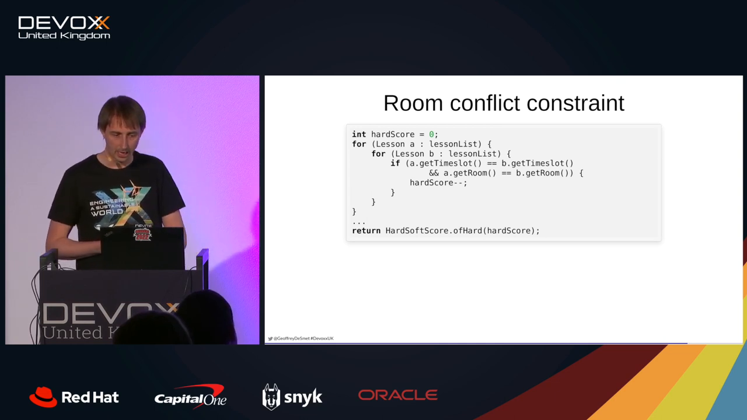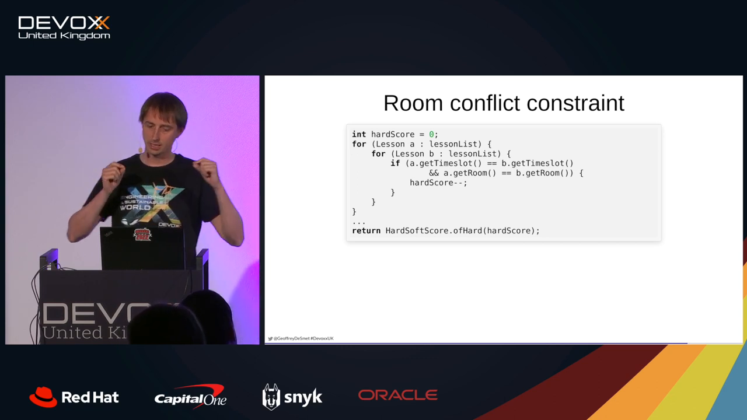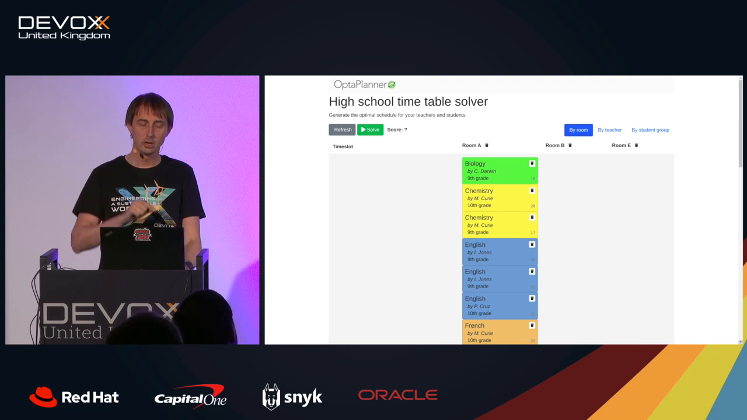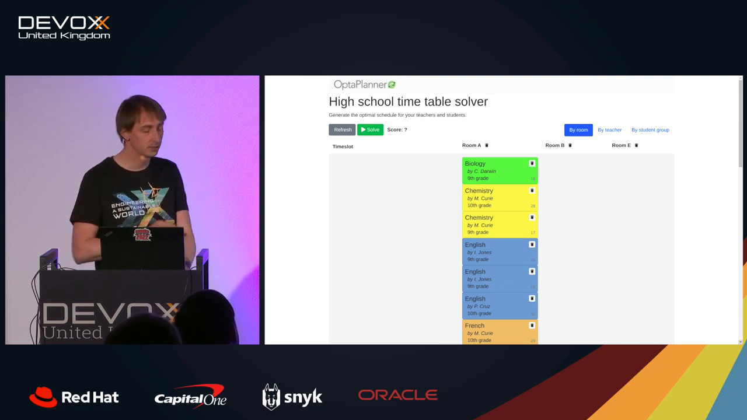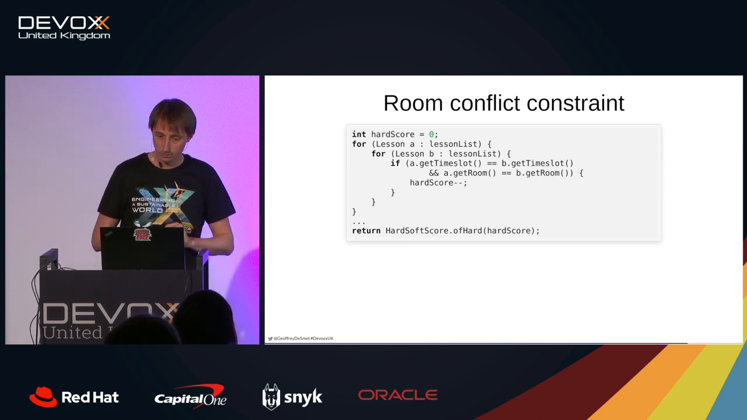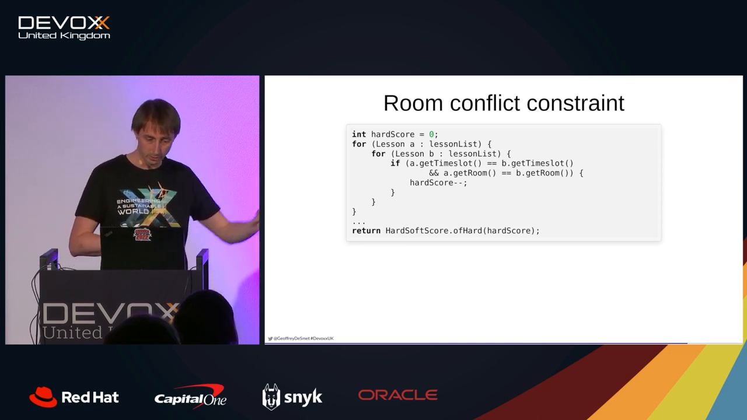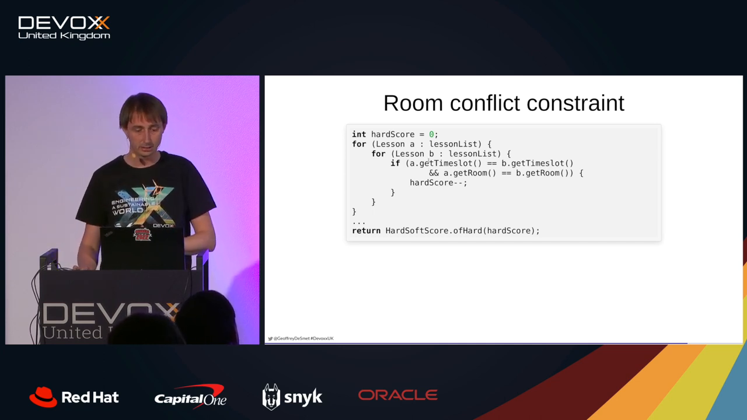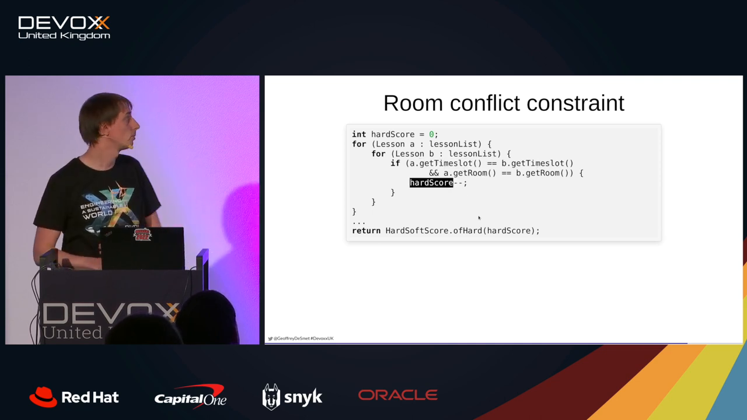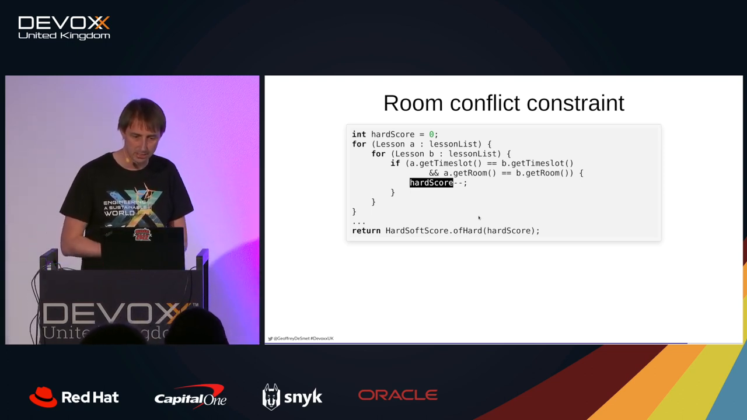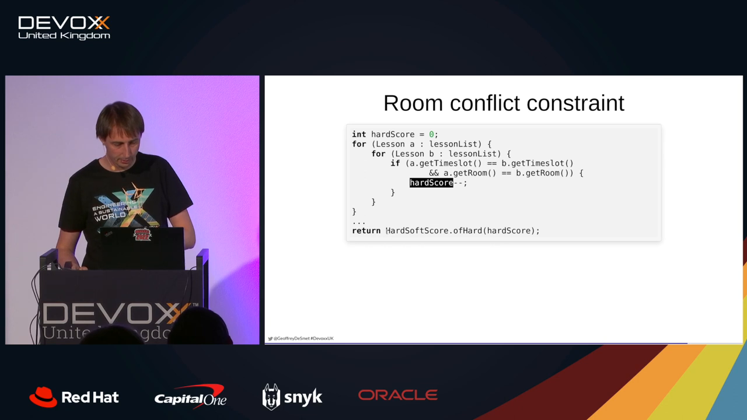So what you could do is, okay, how do I detect if two lessons are assigned in the same room at the same time? How do we solve it so that if we go to our problem here, we don't start assigning all of those lessons in the same room at the same time? So we could create a hard score of 0, and then go through all of the lessons, and then go through all of the other lessons, and if those two lessons are in the same time slot and in the same room, we're going to reduce the hard score by 1. We probably also want to check in there to make sure that we don't penalize it if they're actually the same lesson, A and B. And then we can return the hard score.